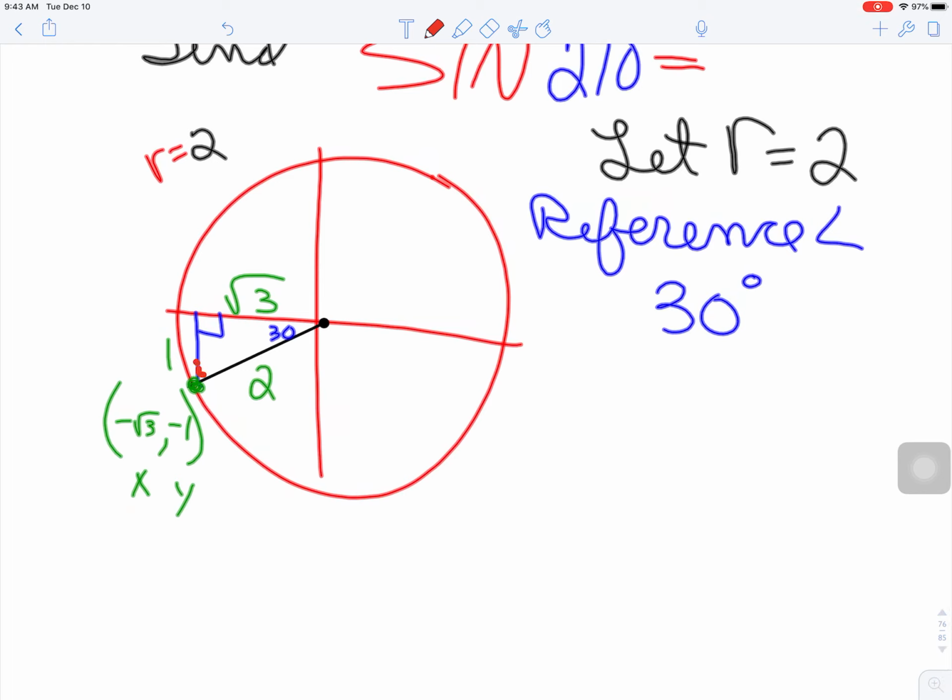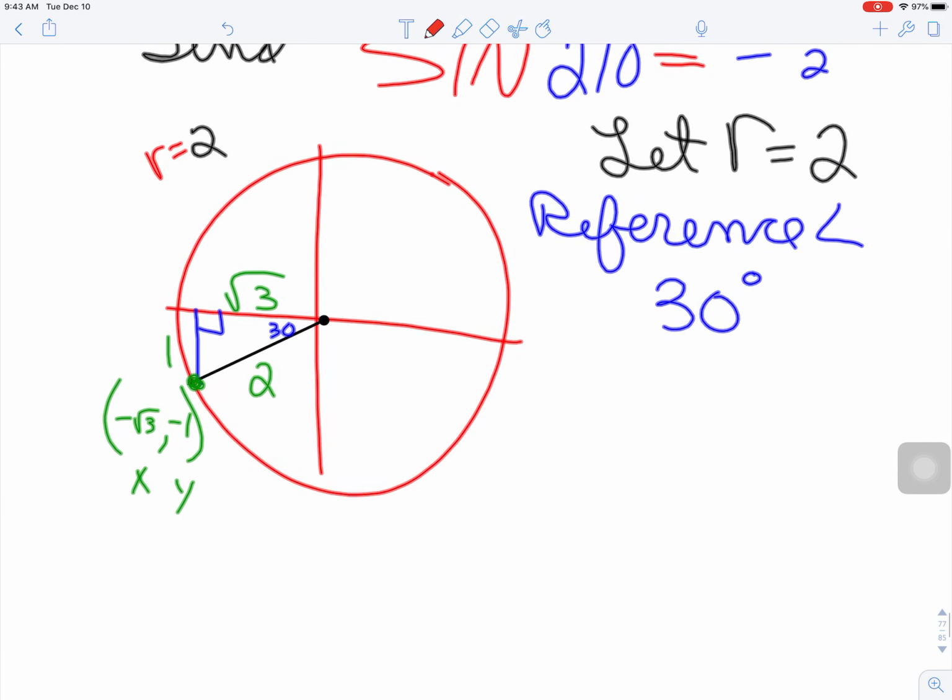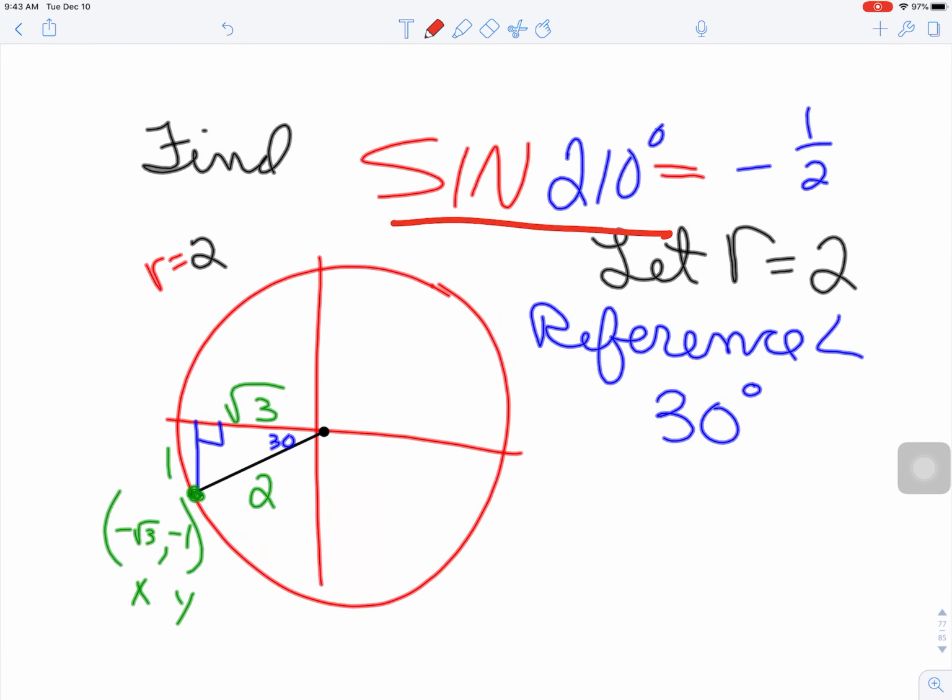And then the side across from the 60 is that number times the square root of 3. Be careful about the negative signs in this quadrant. The x value and the y value are both negative. And so the sine of 210, well, the y value over the radius is negative 1 over 2, or negative 1/2.